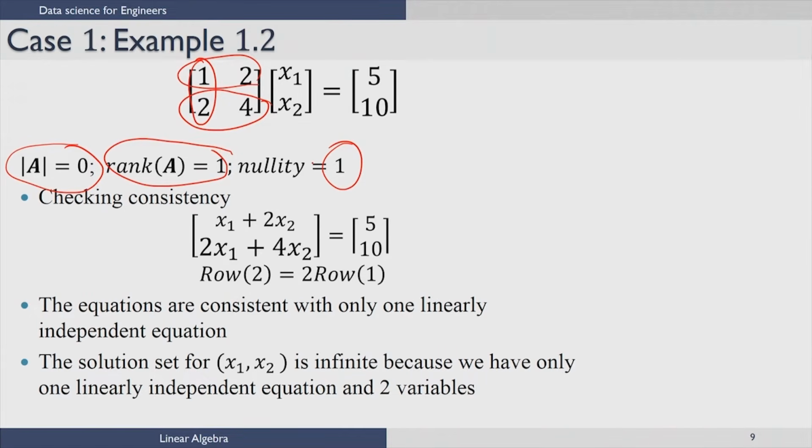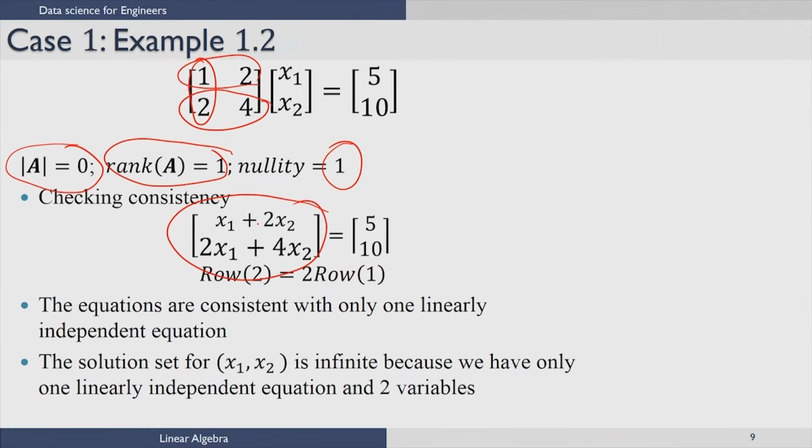Now, let us look at the equations. When you write these equations, as I said before, the first equation is x1 plus 2x2 equals 5 and the second equation is 2x1 plus 4x2 equals 10. When we talk about the linear dependence of the rows of A, we are only talking about the left hand side, we never talked about the right hand side. Now, whenever the left hand side becomes linearly dependent, if the same linear dependence is maintained on the right hand side also, then we have the situation of consistent equations.